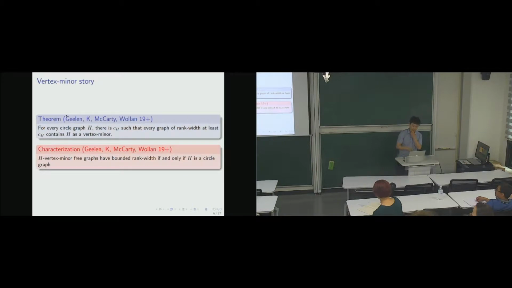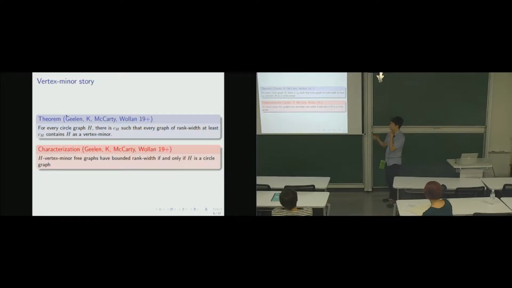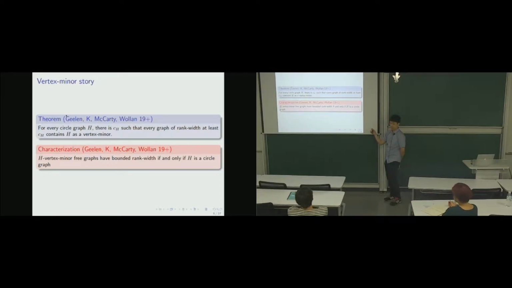So this gives a sharp characterization where if you forbid some fixed graph H as a vertex minor, then the class has bounded rank width if and only if H is a circle graph. So if you exclude any non-circle graph as a vertex minor, then you contain all circle graphs in the class. So it has unbounded rank width.